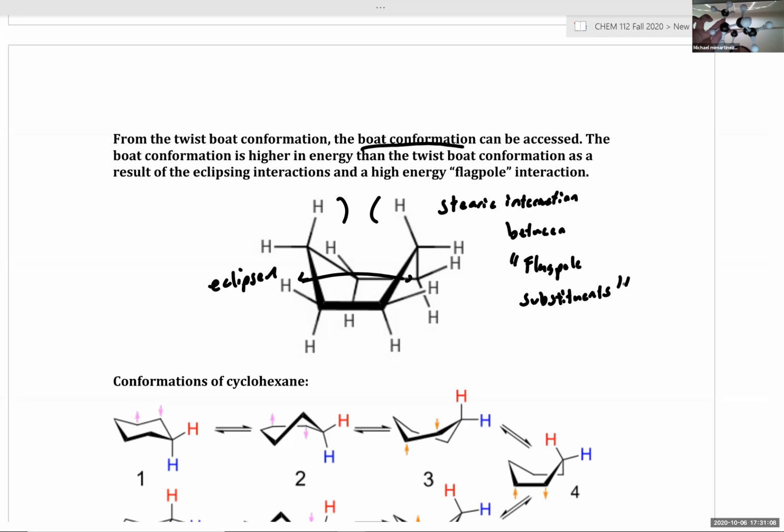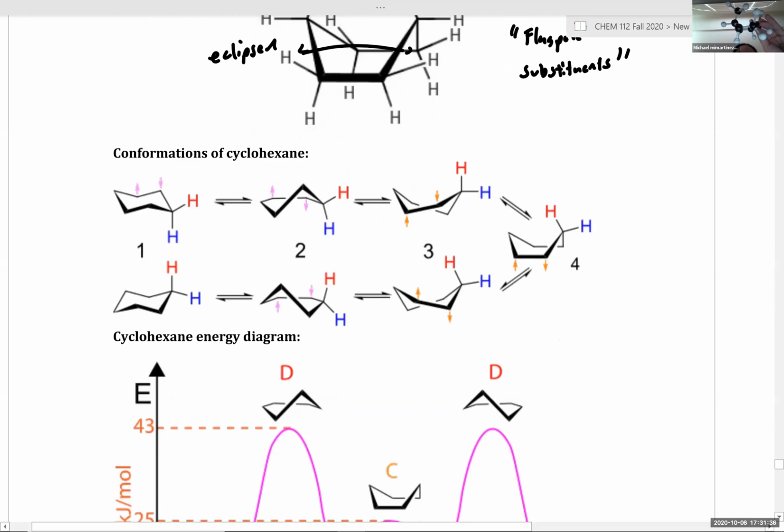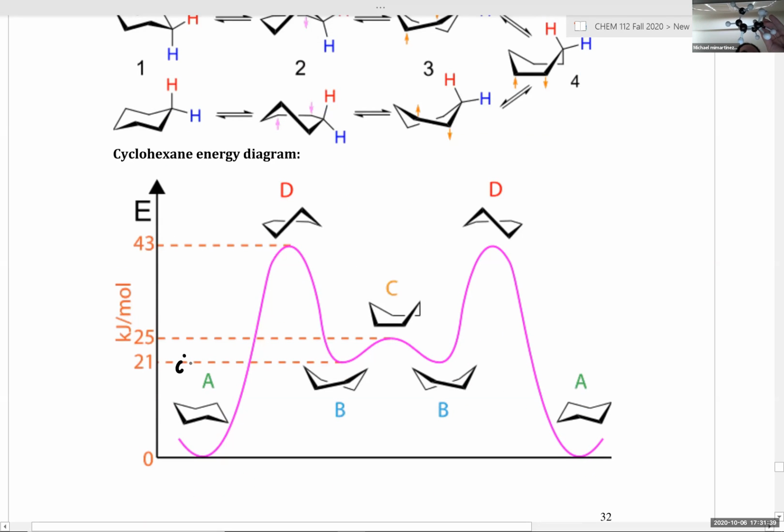The first step in a ring flip, we take carbon number 4 and we bring it into the plane of the page. What do we call this conformation where we only have one carbon out of the plane of the page? What do we call this first conformation that we've accessed? Half chair. Yep, exactly right. So we went from a chair to a half chair conformation.